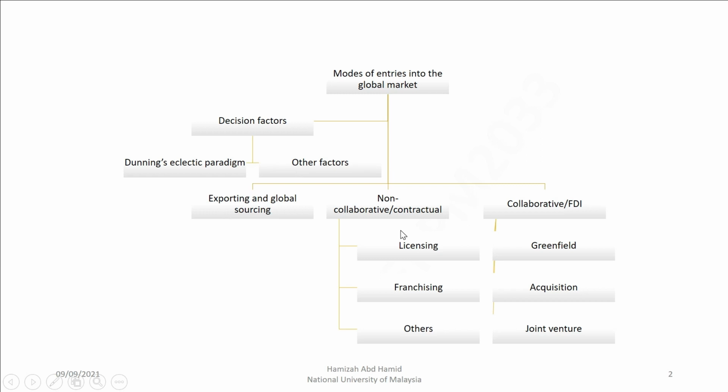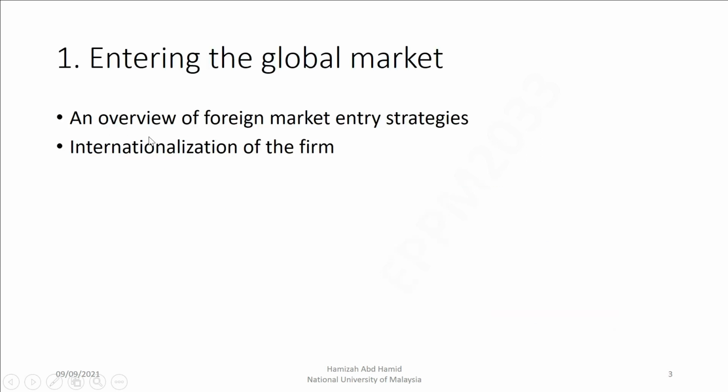There are three main modes of entry to the global market. First is through exporting and global sourcing. This is when you import or export products or services. There are also non-collaborative or contractual modes of entry. There is also collaborative or true foreign direct investment. Makin lama makin banyak komitmen lah yang di sini. So here we will discuss an overview of foreign market entry strategies and the internationalisation of the firm.